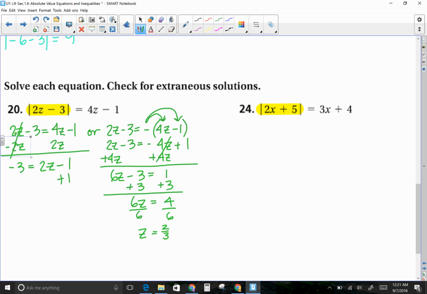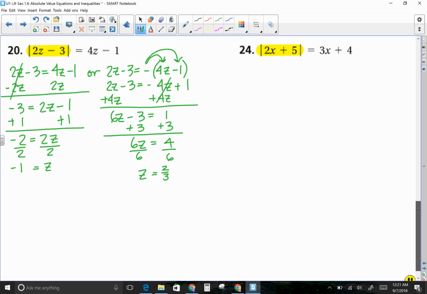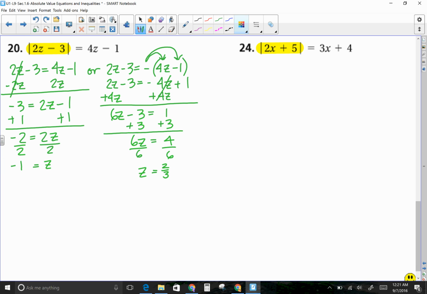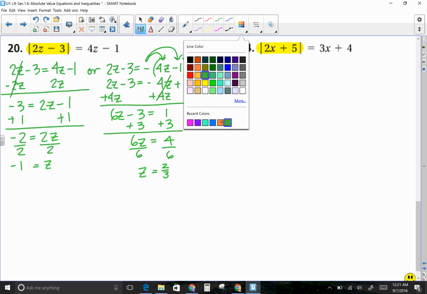And then I'm going to add 1 to both sides. And negative 2 is equal to 2z. Divide both sides by 2. And now you know why I crossed my z's, because they look so much like a 2. So I have z equals negative 1. Okay? And I'm going to write down what you should do to check these problems.